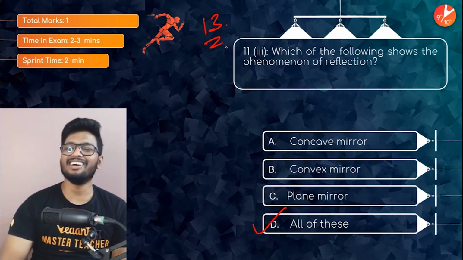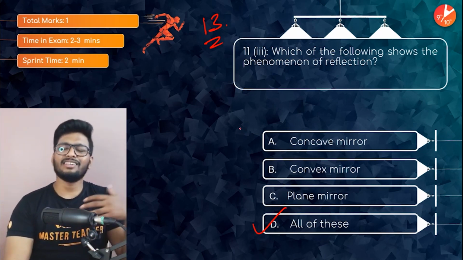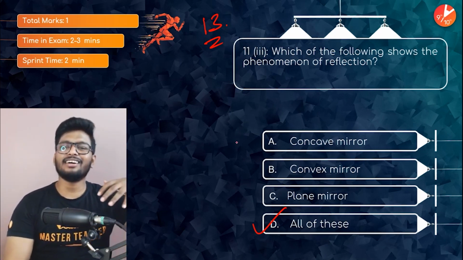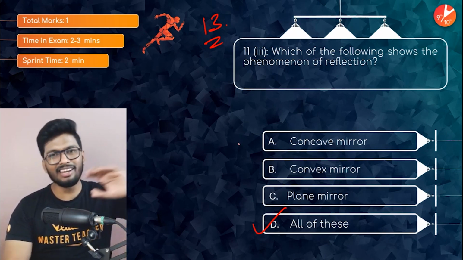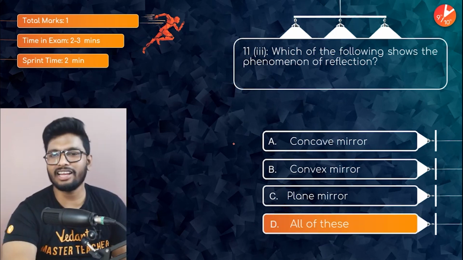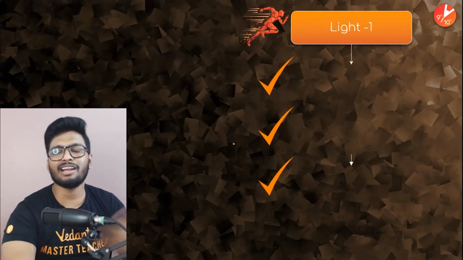to. All right. The answer, guys, is all of the above, because it doesn't matter if it's a concave mirror or convex mirror or if it's a plane mirror. The reflection would happen in all. If it is a smooth surface, if it is a shiny surface, reflection would definitely happen, even in concave mirror, convex mirror, and plane mirror as well.